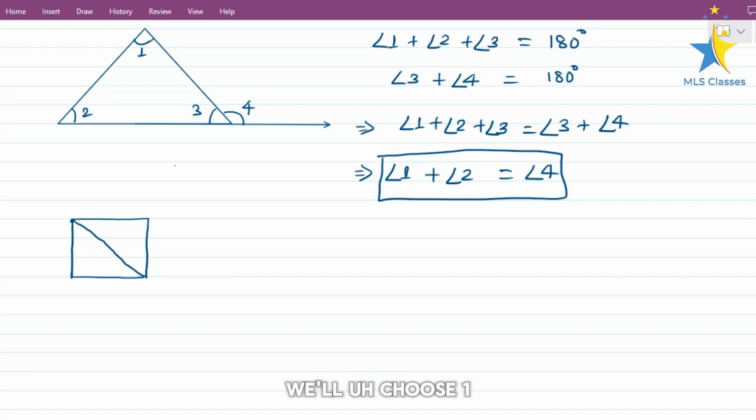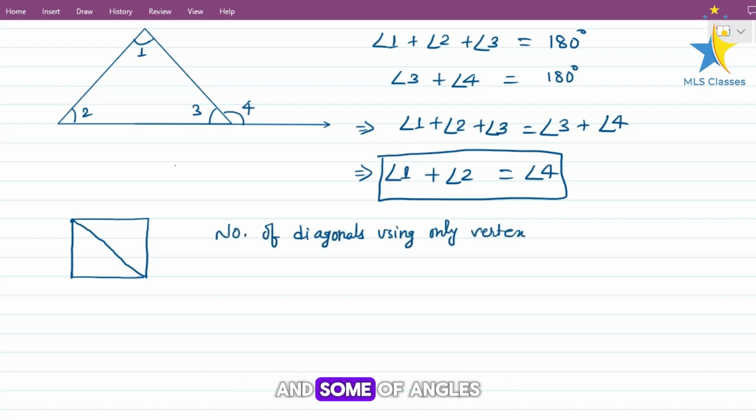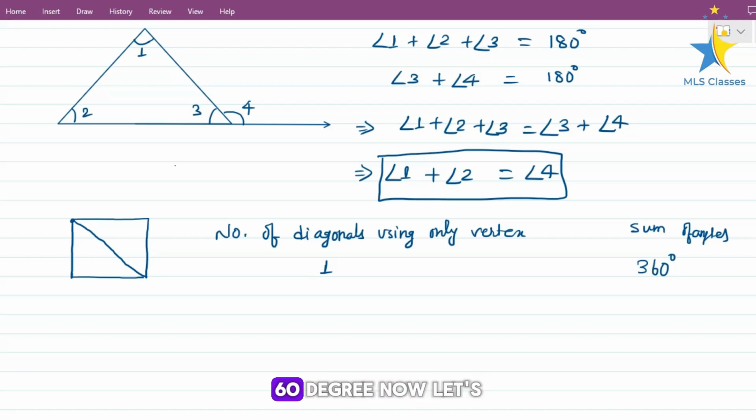We'll choose only one vertex, and from there we will join the diagonals and see how many diagonals we can make. So we can say number of diagonals using only one vertex and sum of angles, here we will be writing. As you can see, the number of diagonals using only one vertex is 1. How many triangles are formed? 2. So 180 times 2, that will be 360 degrees. We already know that the sum of angles of a quadrilateral is 360 degrees.